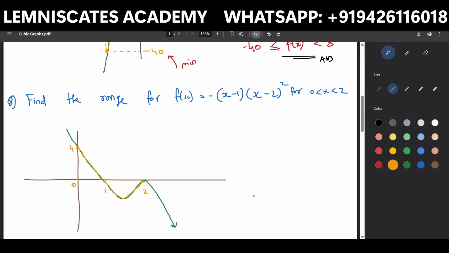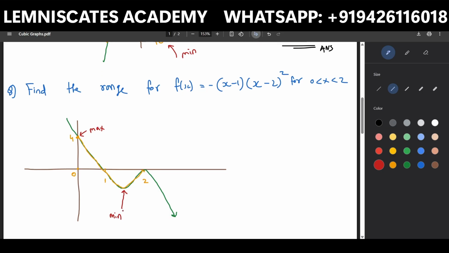So of course, what is the minimum value the function is able to give you in this region? This is the minimum point, and this is the maximum point, 4. So in between the 4 and whatever is the minimum value, you will see your range that is going to exist. Now how would you find the minimum? Of course, in the question you will have to do the derivative, equate it to 0, get the respective x value, and put that x value back into this equation to find the respective y value.